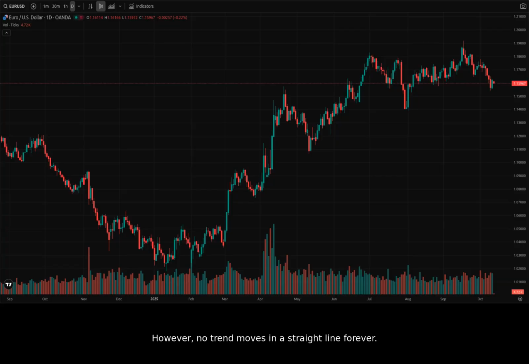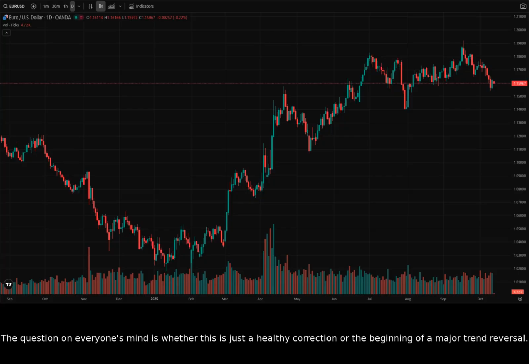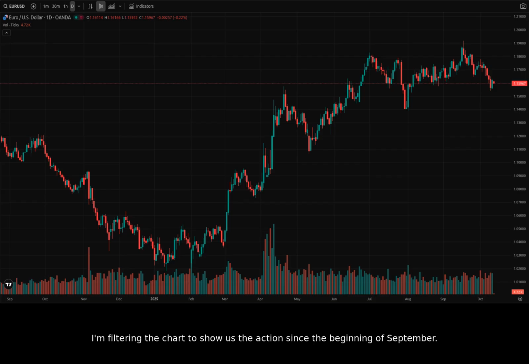However, no trend moves in a straight line forever. What we are currently witnessing is the most significant pullback in that entire uptrend. The question on everyone's mind is whether this is just a healthy correction or the beginning of a major trend reversal. Now let's zoom in on the price action from September onwards to get a better look at this recent downturn. I'm filtering the chart to show us the action since the beginning of September.